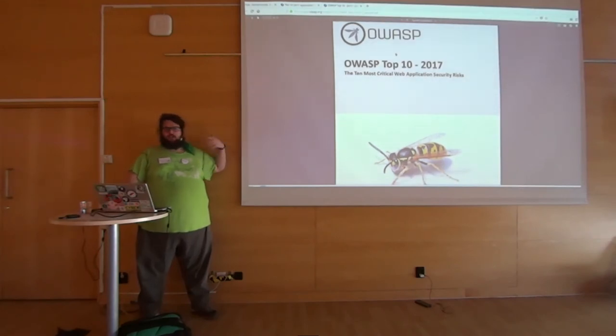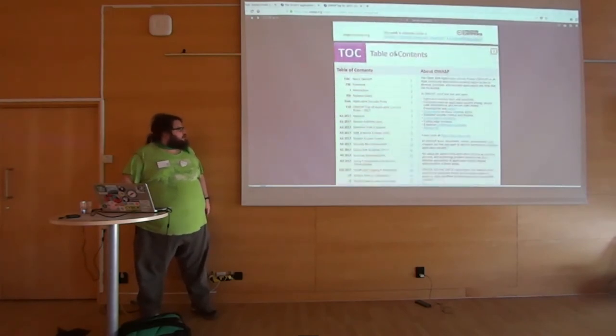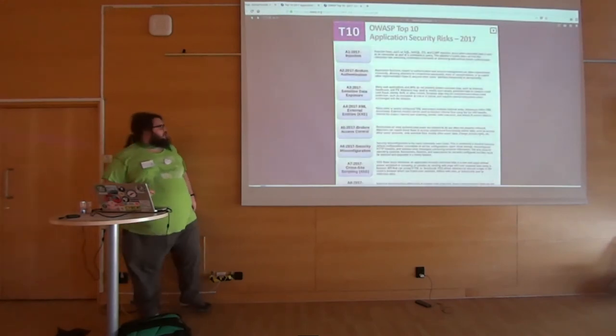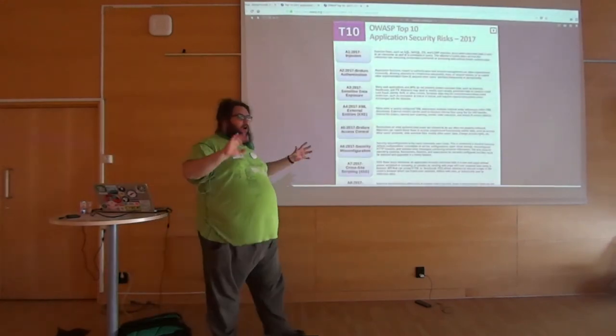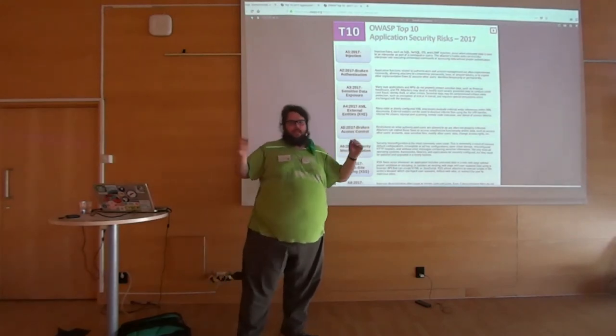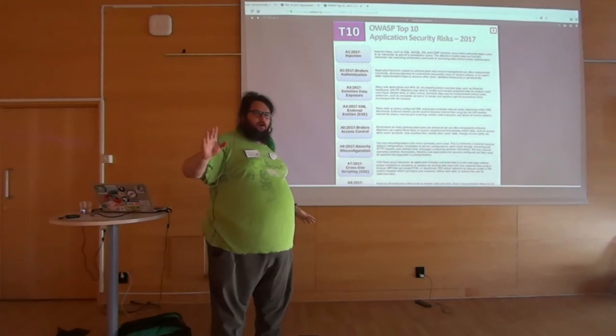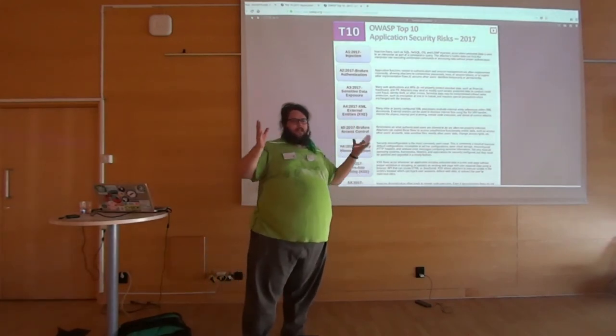So this project focuses on the 10 most common or biggest mistakes. They keep releasing new versions. This is from 2017. The previous one was from 2013. So in 3-4 years, you can expect a new version of this listing. This is the boring list with everything. Here are the 10 elements that you should take care of if you are doing web development. Some of them might be taken care of by your framework, others not. Just keep in mind that they exist.